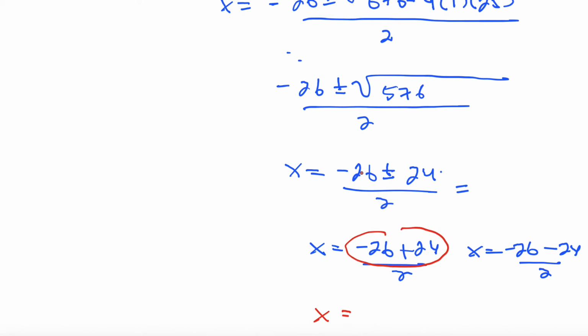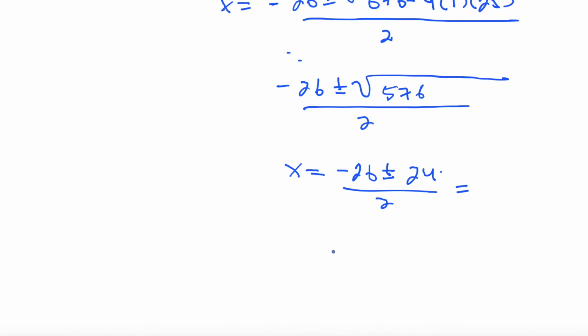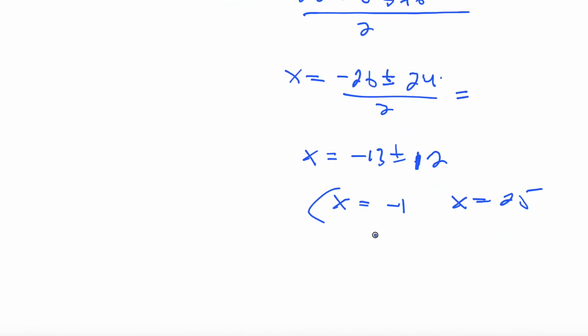Oh, yeah, you could have gone bam, bam. If you wanted to, you could have gone negative 13 plus or minus, then you have no denominator. So what's negative 13 plus 12? Negative 1. And what's negative 13 minus 12? Negative 25. Now look at this, so there's our answer, right?